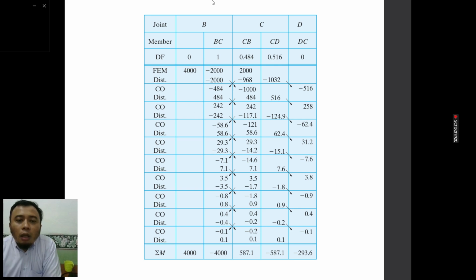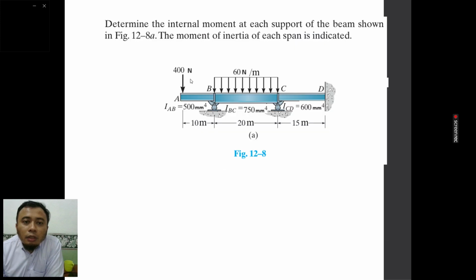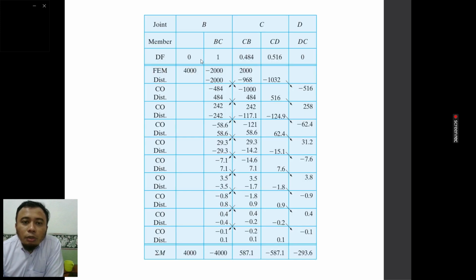A mistake. As we talked about before, you need to sum up when you have two moments at a joint. For example, at this B here, you have a moment due to this 400 Newton load, and you have a moment due to this 60 Newton per meter distributed load. So you have to sum up. So you sum these two, so you get 2000.